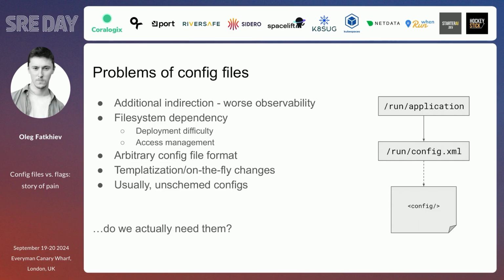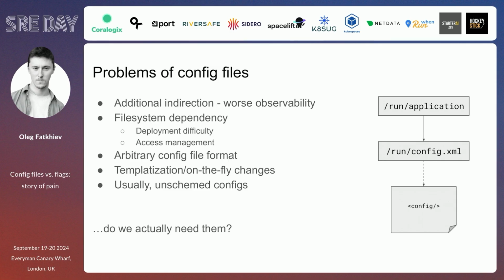You open a config file for some old application and you're not even sure which part of this config is actually being read by the application and what is just garbage sitting there for years that doesn't do anything. So you don't even know which part of it to change to adjust your application. Do we actually need config files?